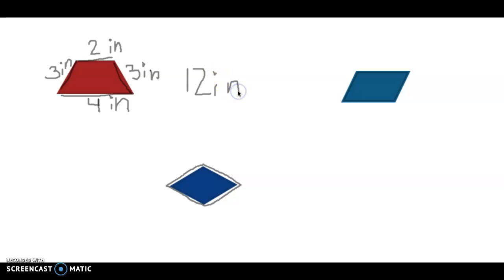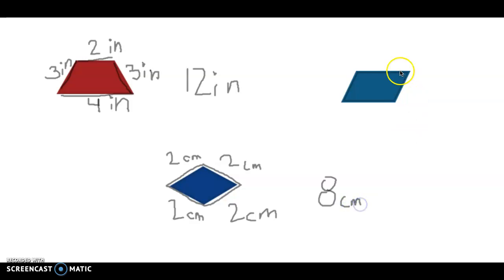Awesome. Let's say that this is 2, and this is 2, and this is 2, and this is 2. What's my distance around this shape if they're all 2 centimeters? Well, I see 4 2s. So 4 times 2 or 2 times 4 is what? 2 plus 2 plus 2 plus 2 equals 8 centimeters. Good.